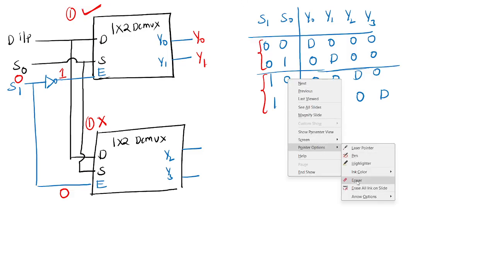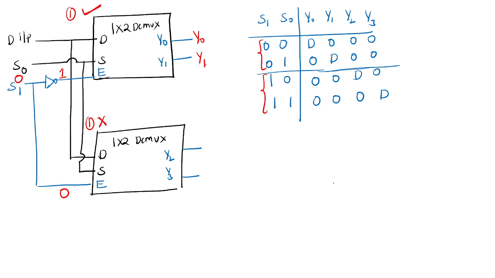Suppose when S1 equal to 1. This is the first case; in the second case, when S1 equal to 1, this becomes 0 and this becomes 1. Now which will be active? This will be deactive and this will be active. And you are getting the output from outputs Y2 and Y3. So now which one will select? S0 will select. Suppose S0 equal to 0, D is connected to Y0. If S0 equal to 1, D is connected to Y1, depending on this S0.